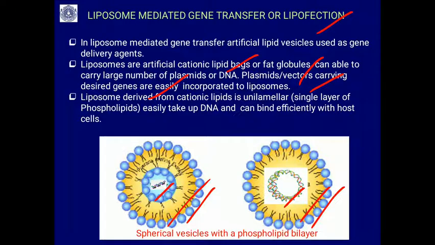Liposomes derived from cationic lipids are unilamellar or bilamellar, take up the DNA easily and can bind efficiently with the host cell. Because you know that any bacterial cell, plant cell plasma membrane, or animal cell plasma membrane is made out of a phospholipid bilayer, this can fuse with it easily. So that is the advantage, and it can be incorporated into the host cell either through fusing or through the endocytosis method.